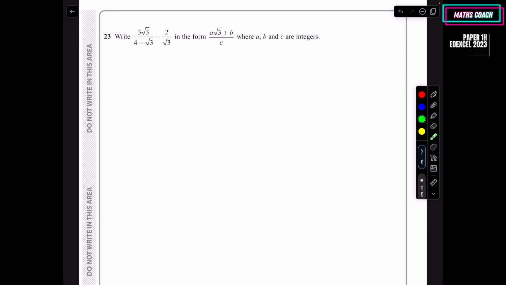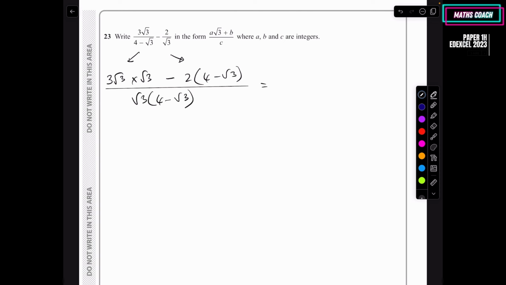To make them the same, we can multiply this fraction with root 3, and we can multiply this entire fraction with 4 minus root 3. So let's go ahead and do that. So it's 3 root 3 times by root 3, that's that one, and then minus 2 bracket 4 minus root 3. And on the bottom, we can just multiply them like this.